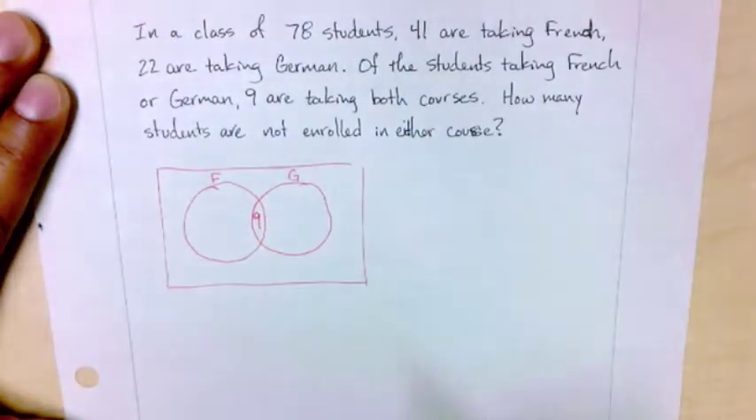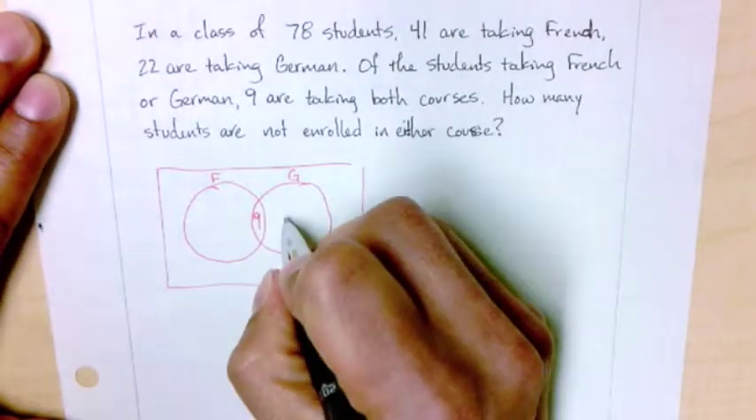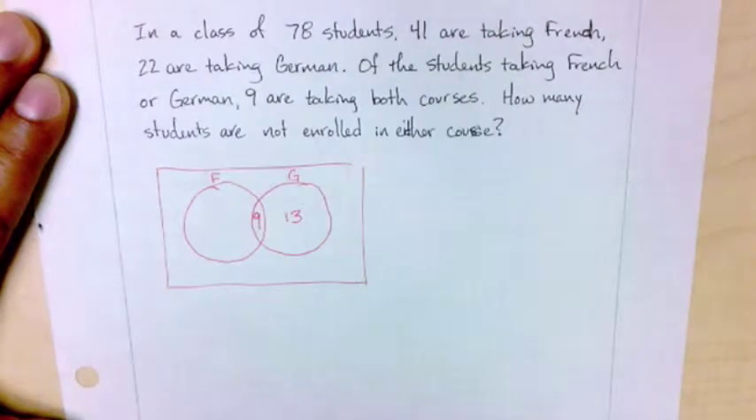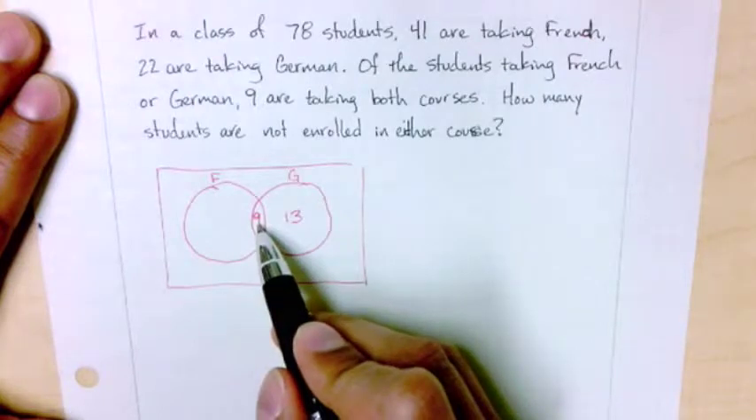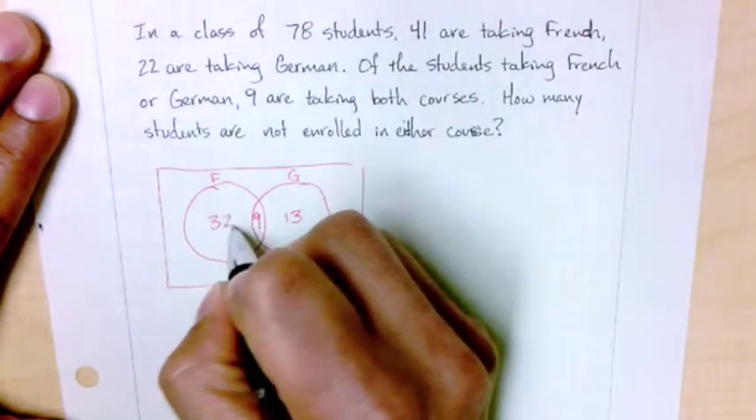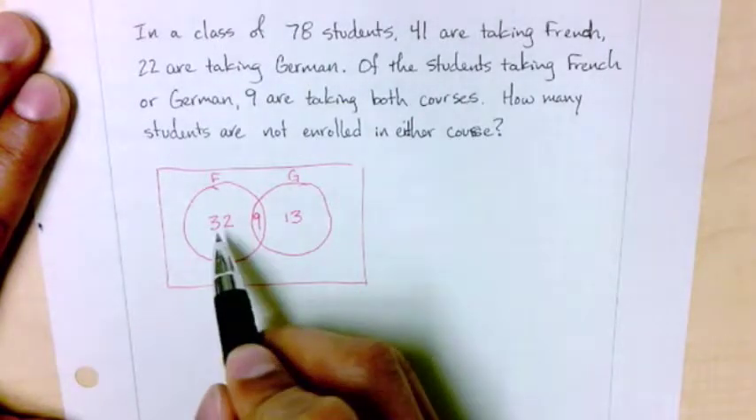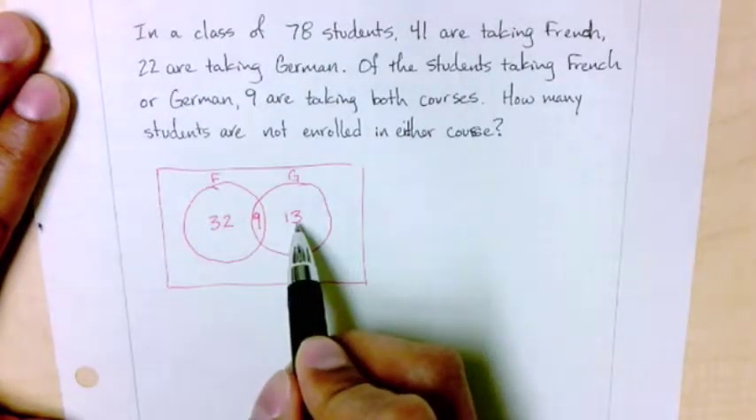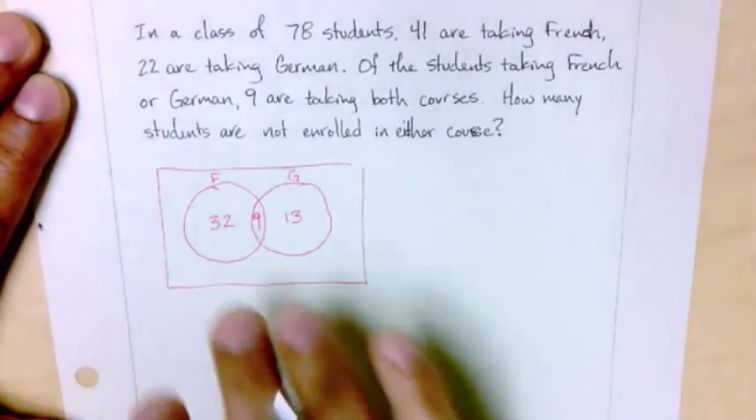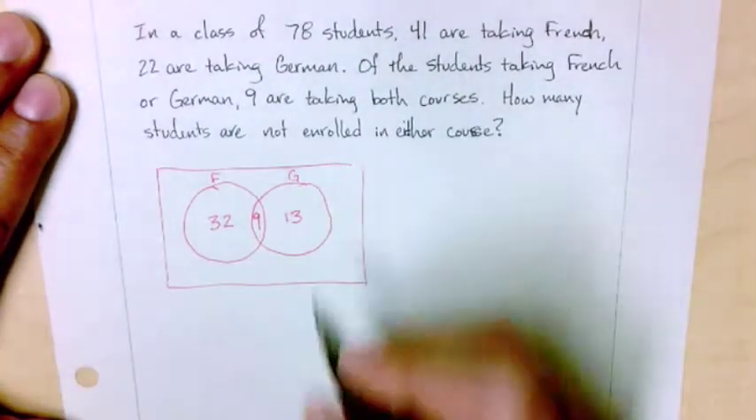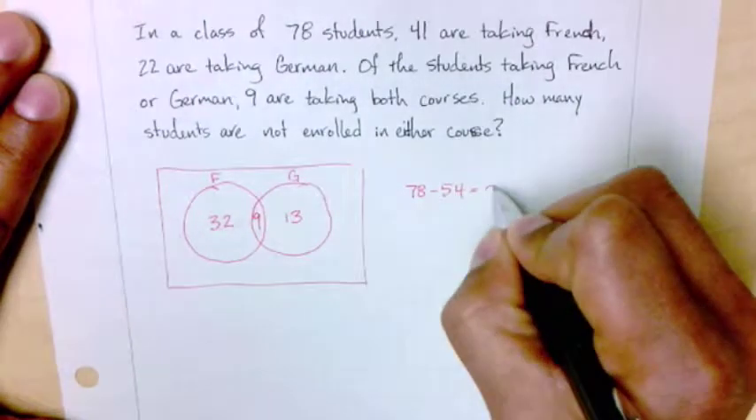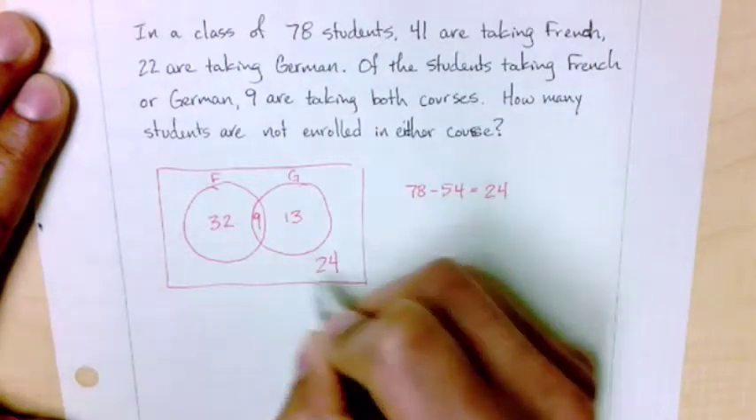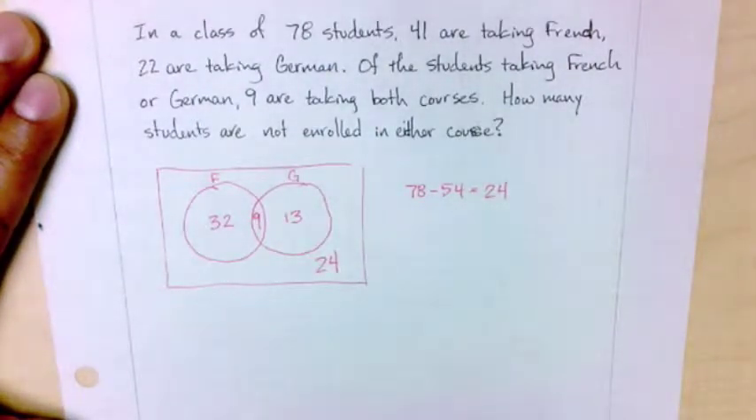I know 22 students are taking German, 9 of whom are taking both. That means that there are 13 left who are taking German by themselves, or German alone. And similarly for French, there were 41 in total, 9 of whom are taking both, and that leaves 32 that are taking just French. Now I can add these up. 32 plus 9 is 41, plus 13 is 54. So I have 54 students taking French or German or both, and I know the whole thing adds up to 78. So 78 minus 54 is 24, and so I have 24 students out here taking neither French or German. So again, simple problem to solve using a visual picture.